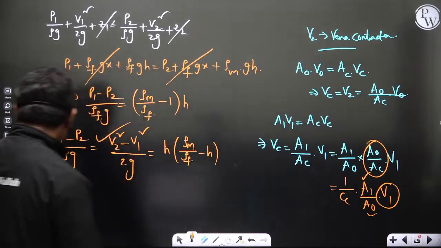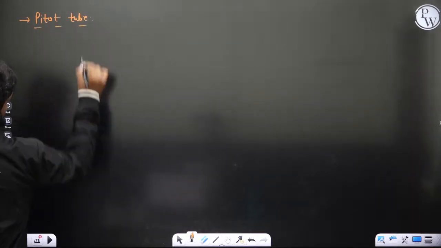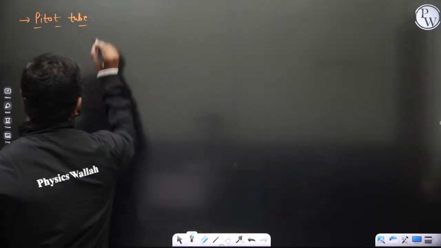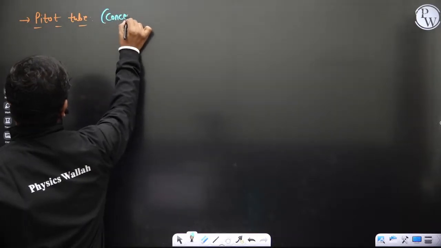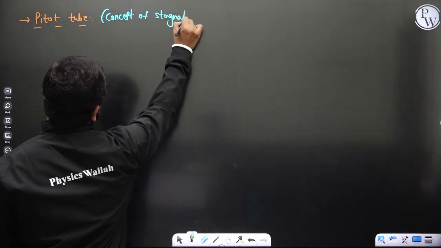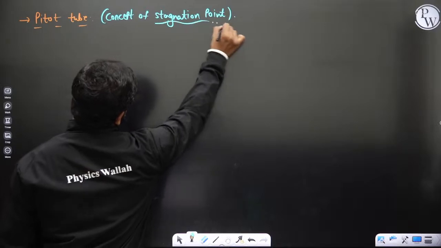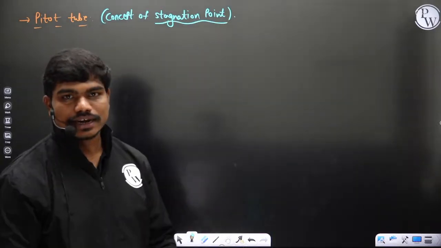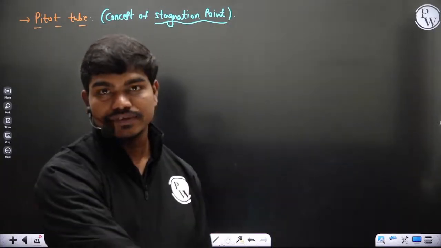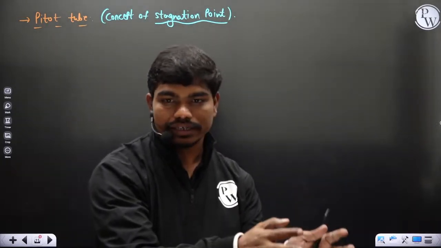Similarly, if you talk about the pitot tube, this uses the concept of stagnation points. So what is this stagnation point? You know this word, stagnated. Let us suppose some water is present for a long time, we say the water is stagnated here. It means basically it's stopped, it's located here.